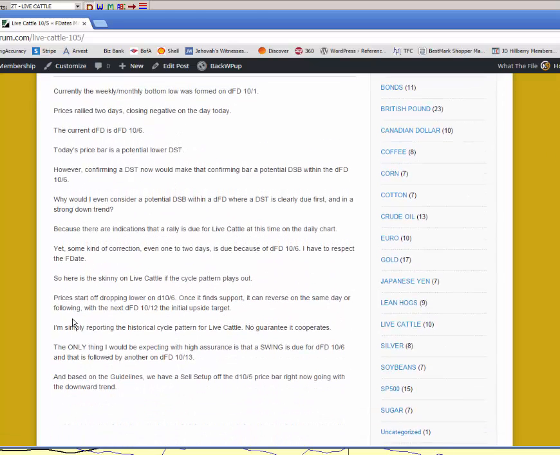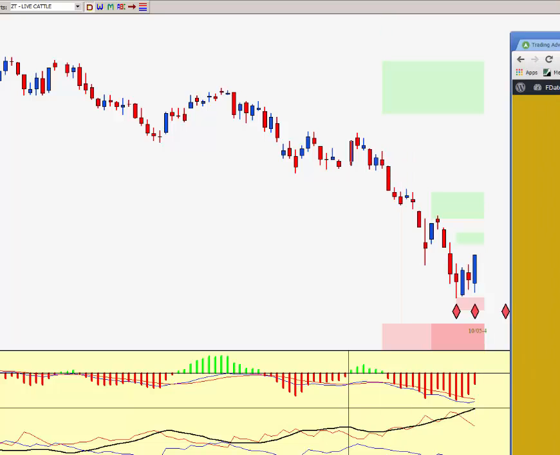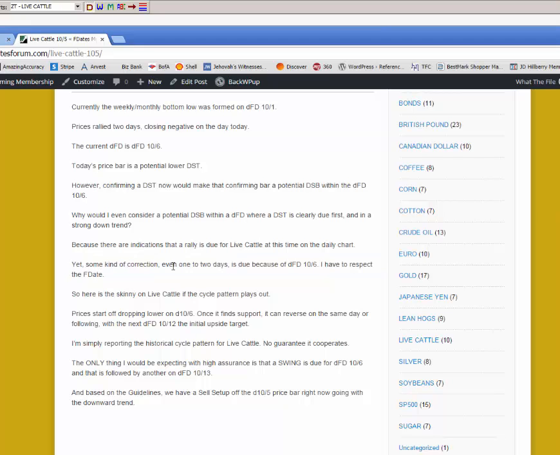But what I want to draw your attention to here is what I was speculating on. I said that I was expecting some kind of a correction. Prices had gone up. Let me go back here. Prices had gone up off this F-date here. 10.1 made a bottom on this F-date, rose up to 10.5, and that's when I made this post. So price was rising, and I said to expect some kind of correction.